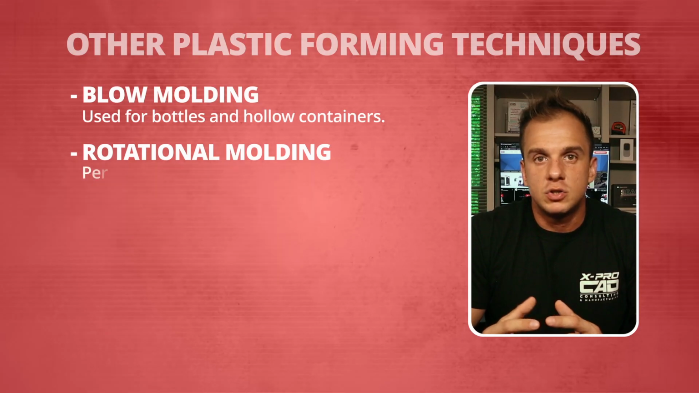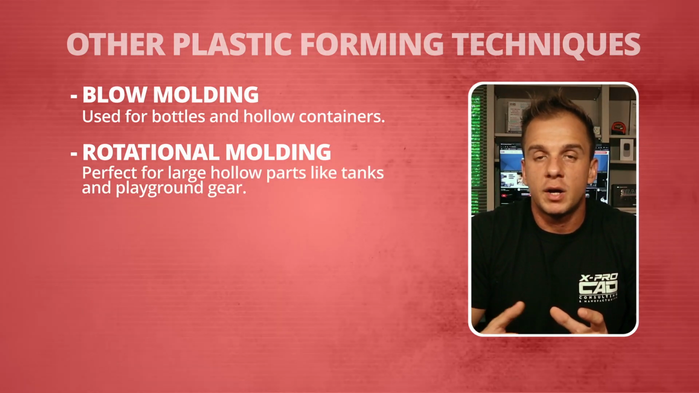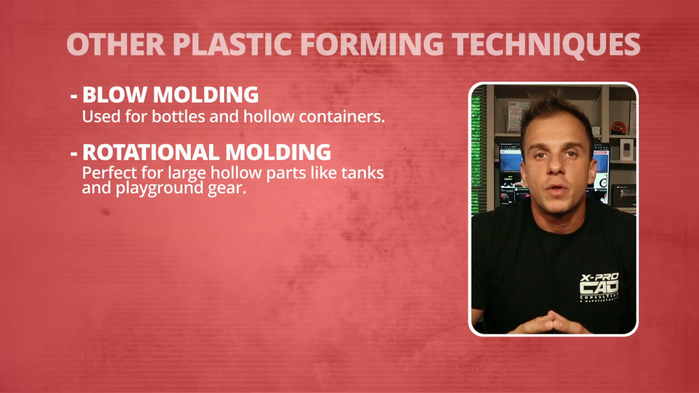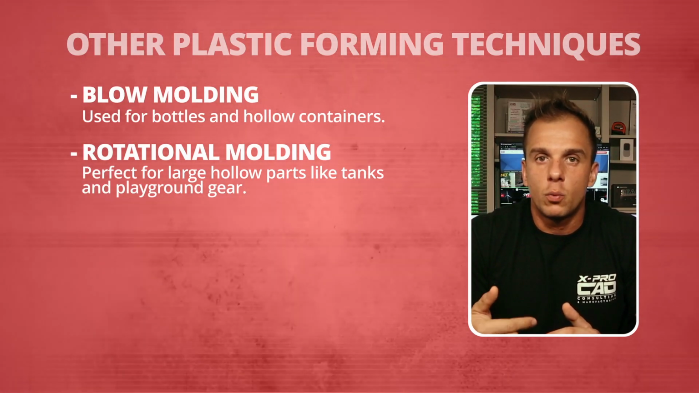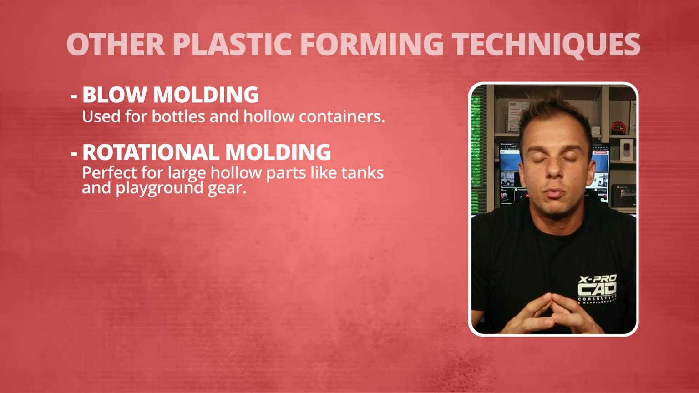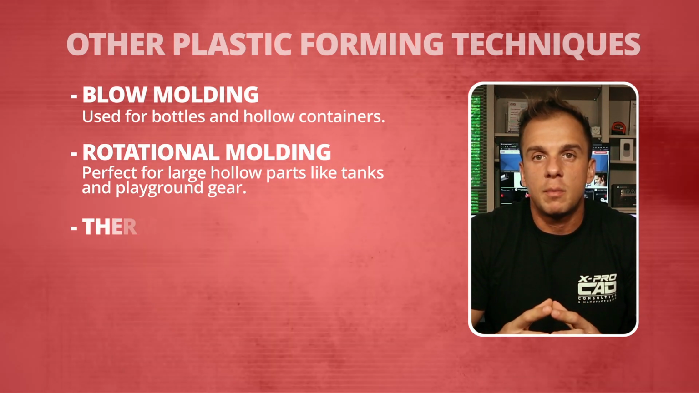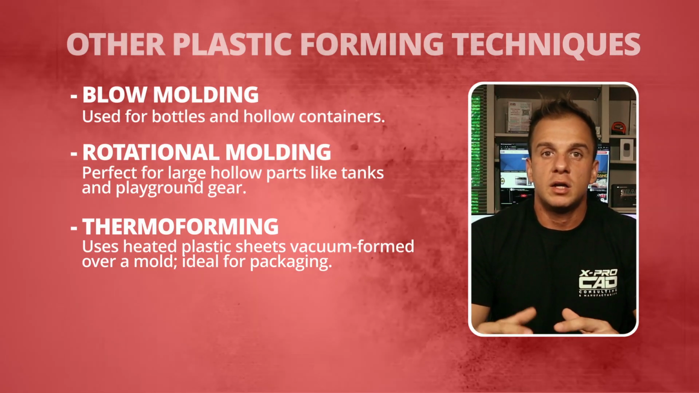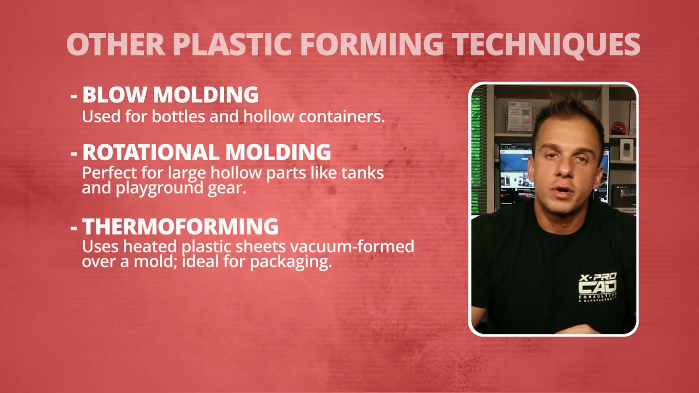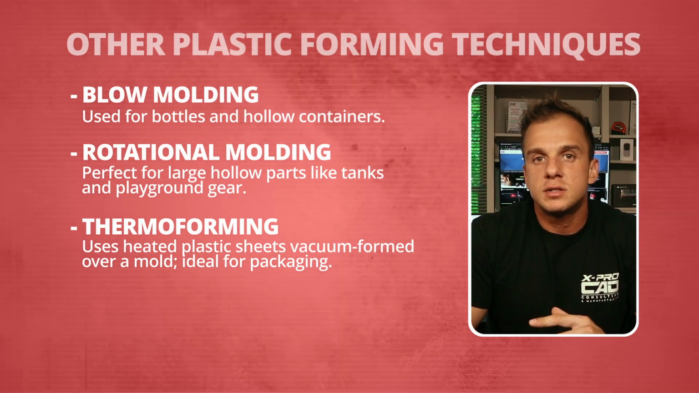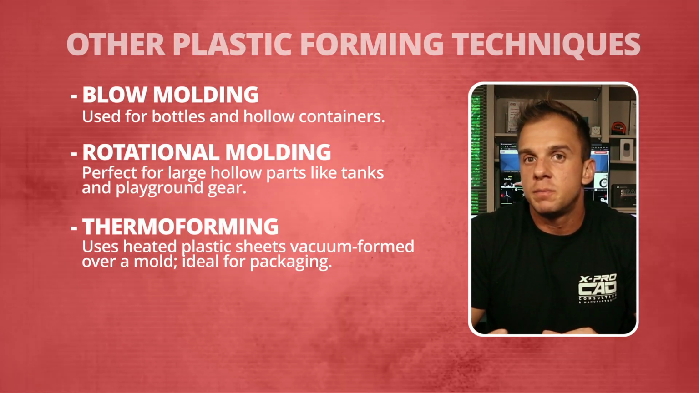Rotational molding. It's used for large hollow parts like big storage tanks or even playground equipment. A mold is slowly rotated while heated, evenly distributing the plastic. As well, one more that we very commonly use, thermoforming. Sheets of plastic are heated and vacuum formed over a mold. This is common for disposable trays, lids, and blister packaging.